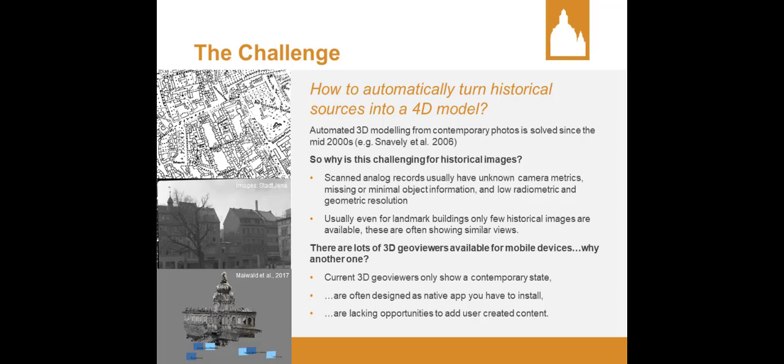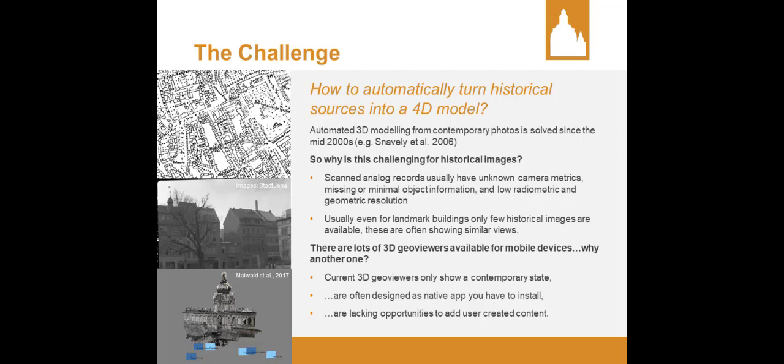You have to know that specifically scanned analog records usually have unknown camera metrics, so they do not have any metadata information natively, and you see one example on the left side, they have low radiometric and geometric resolution. Specifically for historical content, you have in addition the problem that even landmark buildings are usually documented by very few historical images. And these images are often showing similar views. Consequently, on the bottom left, current state-of-the-art algorithms do not work very well.